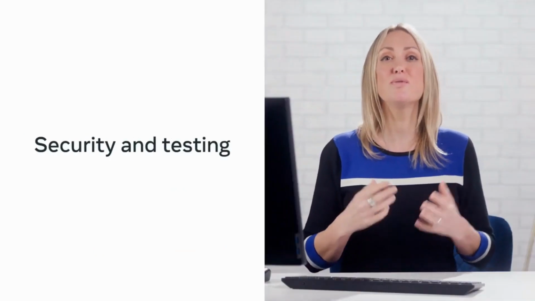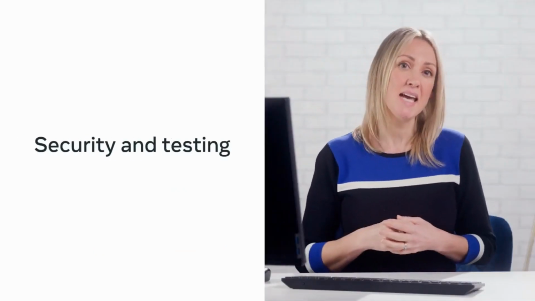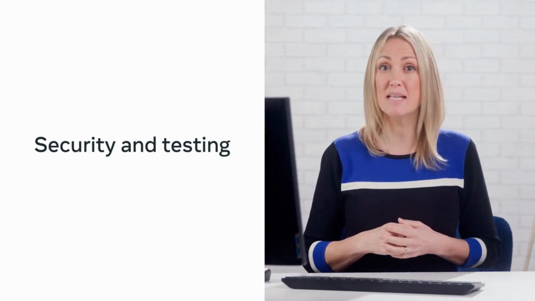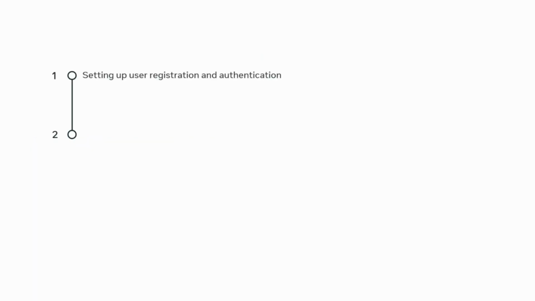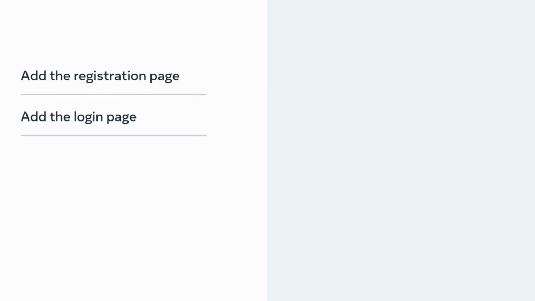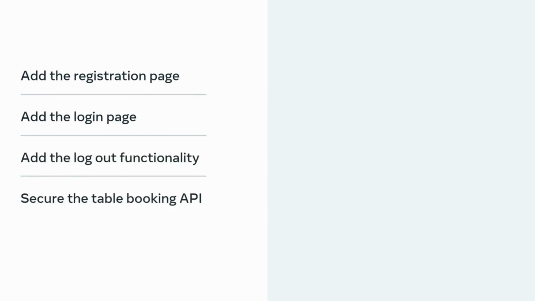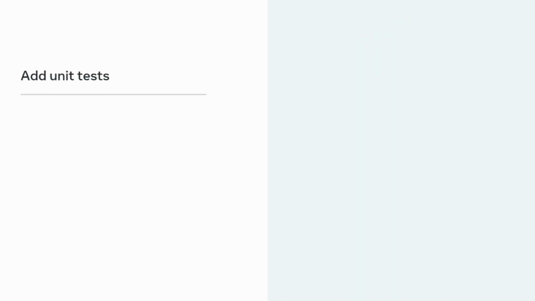In the third module, you covered security and testing. In this module, you recapped the main topics such as setting up user registration and authentication and testing the application with unit tests and Insomnia. In this module, you completed hands-on exercises such as adding the registration page, adding the login page, adding the logout functionality, securing the table booking API, adding unit tests, and testing the API using Insomnia.